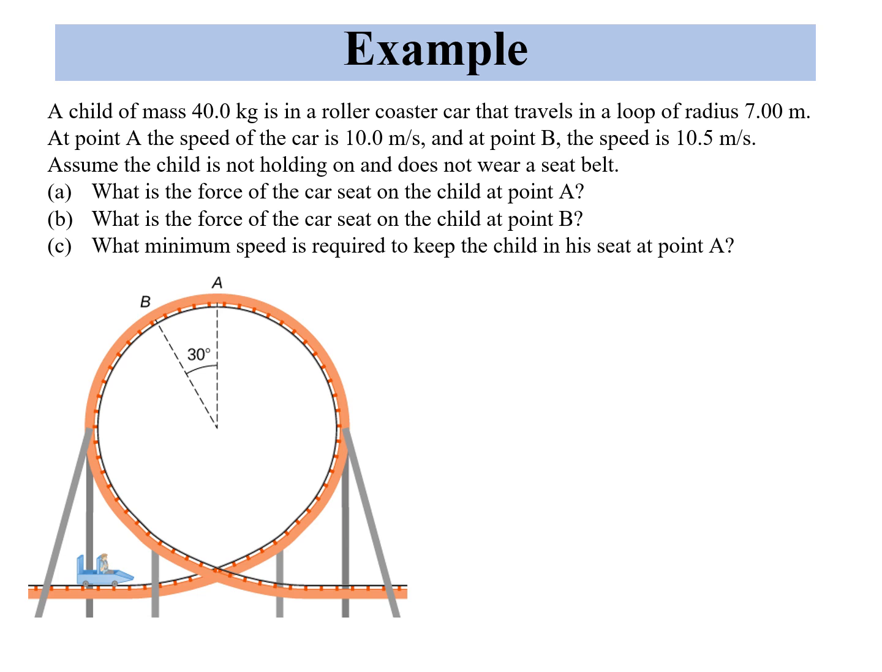Let's look at an example with centripetal force. It says you have a child of mass 40 kilograms in a roller coaster car that travels in a loop of radius 7 meters. At point A, the speed of the car is 10 meters per second, and at point B, the speed of the car is 10.5 meters per second. Assume the child is not holding on and does not wear a seat belt. What is the force of the car seat on the child at point A?